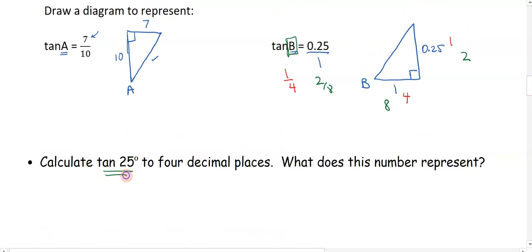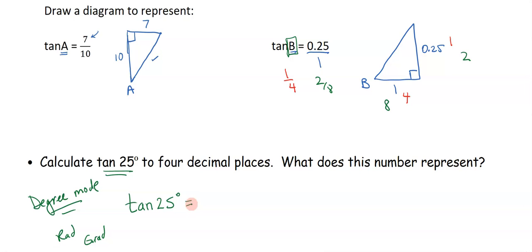If I told you tan 25, asked you to calculate it, you go into your calculator, making sure it's in degree mode. Gotta make sure it's in degree mode. If it's in radians or gradians, you will not get the right answer. So you always have to make sure your calculator's in degree mode. And every calculator is a little different. Some calculators you type in tan 25, some calculators you type in 25 tan. You need to figure out how your calculator works. So test it on your calculator.